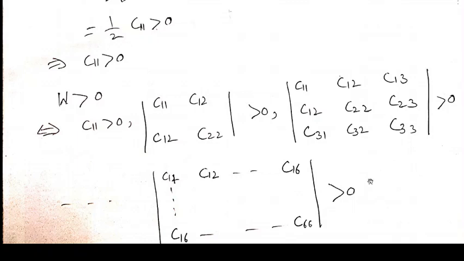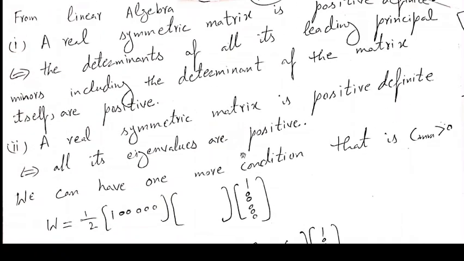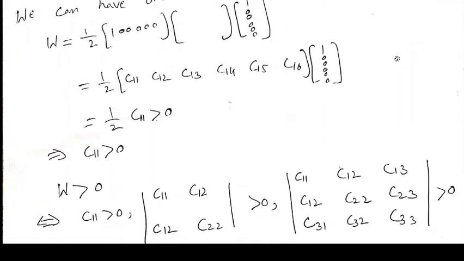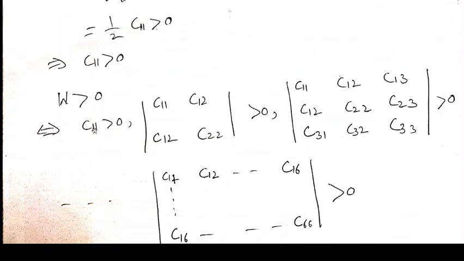And we know that if W is greater than 0, then C is positive definite. When C is positive definite, we have this from the result of linear algebra: all the determinants of its leading principal minors are positive, and you have 6 leading principal minors. The first is C11, the second comes from the 2 by 2 matrix, which includes C11, C12, C12, C22. Its determinant is positive, then this, and so on. The determinant of the whole matrix is positive.